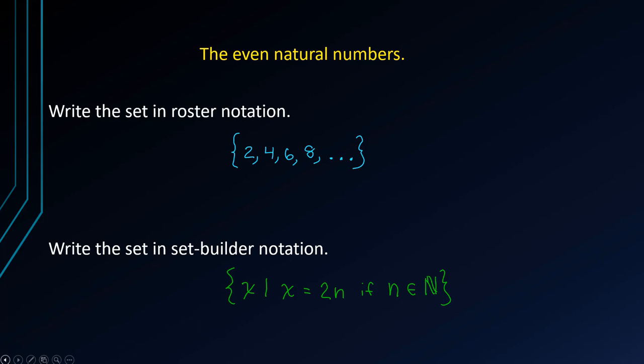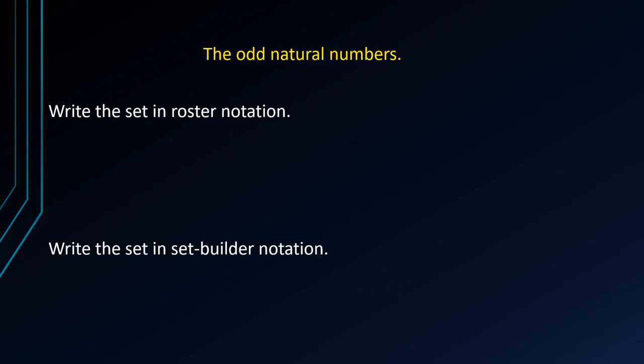So let's try one more. How would you define the odd natural numbers in a similar fashion? First of all, do it in roster notation. Well, not too much different than the last one. I know I'm going to need an ellipsis again because this would go on forever and ever. So 1, 3, 5, 7, and an ellipsis. As long as you have enough of the numbers listed to show what the pattern is and make sure that everyone knows, okay, when I start with that one, I'm moving up by 2 each time, so I can get the pattern of how it's going to continue to change.